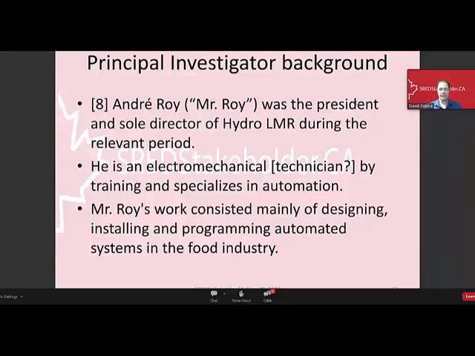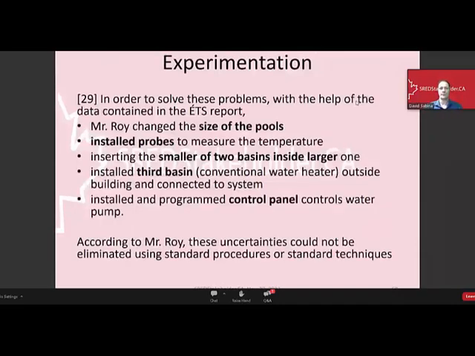Again, so from the results of this case and the problems in translation, it's not clear exactly what the background of Mr. Roy was. Okay? We're further told that his background involved designing and installing automated systems in the food industry, okay? Not in the construction industry, which again could be relevant to this case.